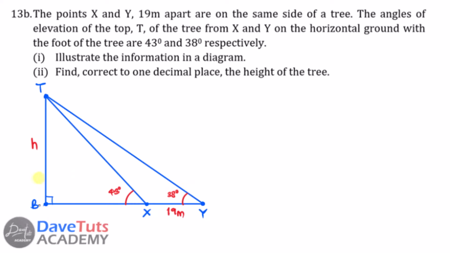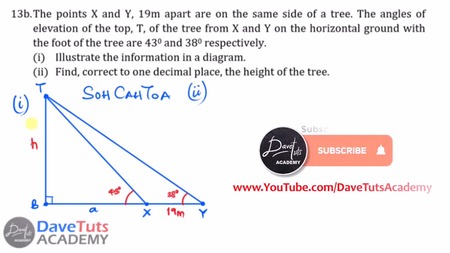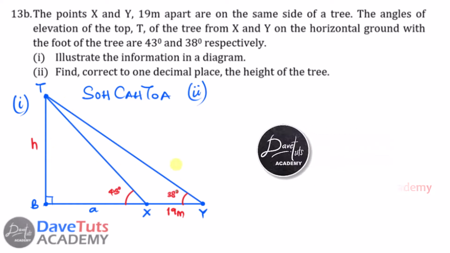I can call the distance between the base of the tree and point x, let me just call that a. Okay, so with this, I've answered the very first part of the question, which is to illustrate the information. Then in the second part, for me to find the height of this particular tree, which is h as identified there, that's line BT. I can make use of SOHCAHTOA to understand this question, because what I'm seeing here is definitely a right angle triangle. H that I'm looking for is going to be the opposite to angle 43. Interestingly, it is also the opposite to angle 38.